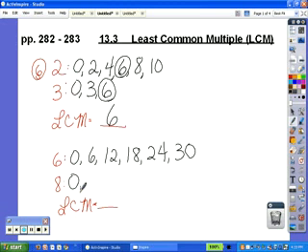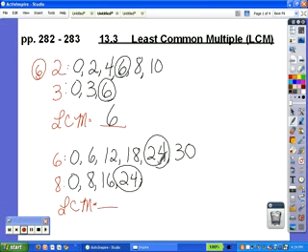8 times 0 is 0. 8 times 1 is 8, but there's no match here for 8. 8 times 2 is 16, but again here in the 6's multiples we don't have a 16. 8 times 3 is 24, and 24 does have a match in the multiples of 6, so the least common multiple is 24.